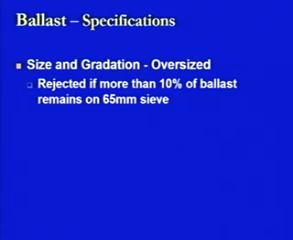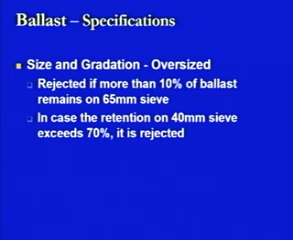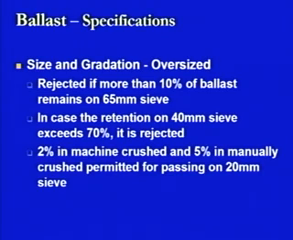There is another specification related to the oversize of the ballast. It has to be rejected if more than 10% of the ballast remains on the 65 mm sieve. Similarly, in case the retention on the 40 mm sieve exceeds 70%, then also it has to be rejected. In between the permitted values and these values, a penalty is imposed by the Indian Railways. Then in the case of the 20 mm, 2% in machine crushed condition and 5% in manually crushed condition is permitted for passing.